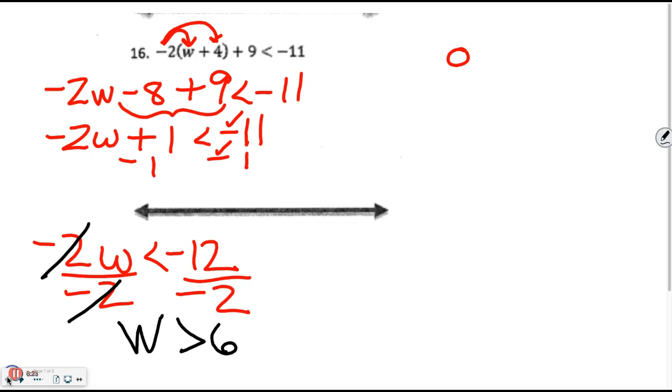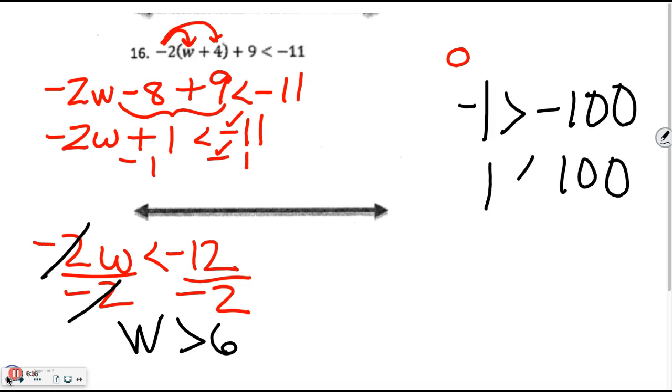Do you agree with me that -1 is bigger than -100? Yes. Now watch if I change the signs. Do you see how that has to go the other way? Do you see it? So when you divide by the negative, a reverse effect happens with the numbers. So you have to go like this.